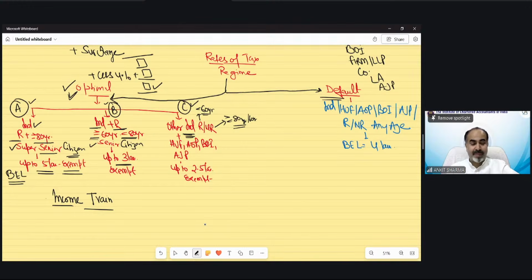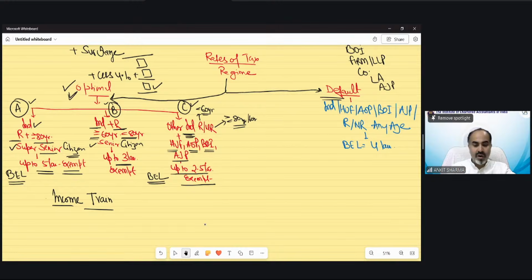And along with individuals, all HUF, AOP, BOI, AJP also fall in this category. So the C category is a larger category. It covers all other individuals except the A and B cases, that is, except senior citizens and super senior citizens. All individuals in this category, whether resident or non-resident, does not matter. And all HUF, AOP, BOI, AJP, resident or non-resident, fall in this category, and those have a 2.5 lakh rupees basic exemption limit.